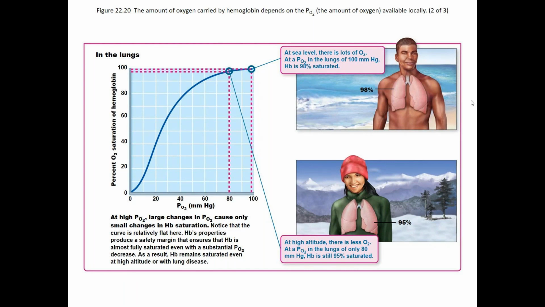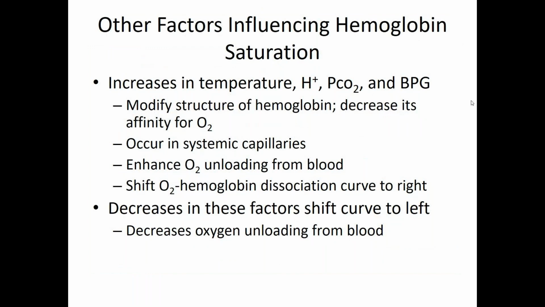Now this curve will shift right depending on a variety of different factors, okay? So temperature, concentration of free hydrogen ions, pH, you know what that is, partial pressure of CO2, right? And a chemical we produce called BPG.